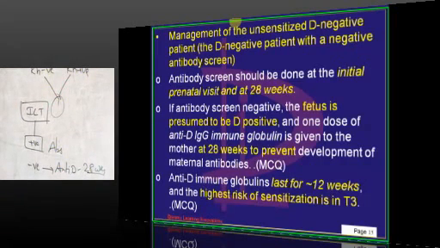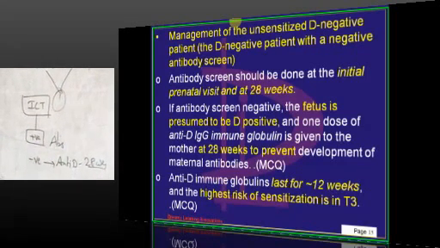Is it clear? They don't give you a direct question like "what is the management?" They will give it like this: Rh negative pregnancy, mother's indirect Coombs test was done, and it was positive. Which of the following is the management? Deliver, give anti-D at 28 weeks, give anti-D at 32 weeks, or wait and watch?